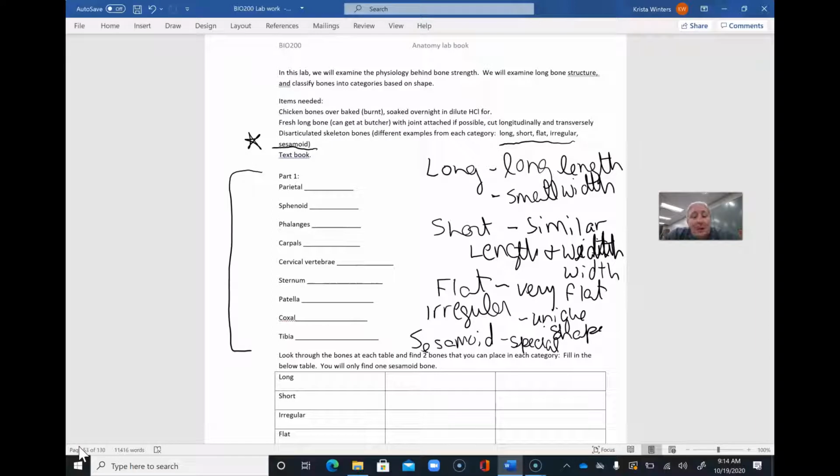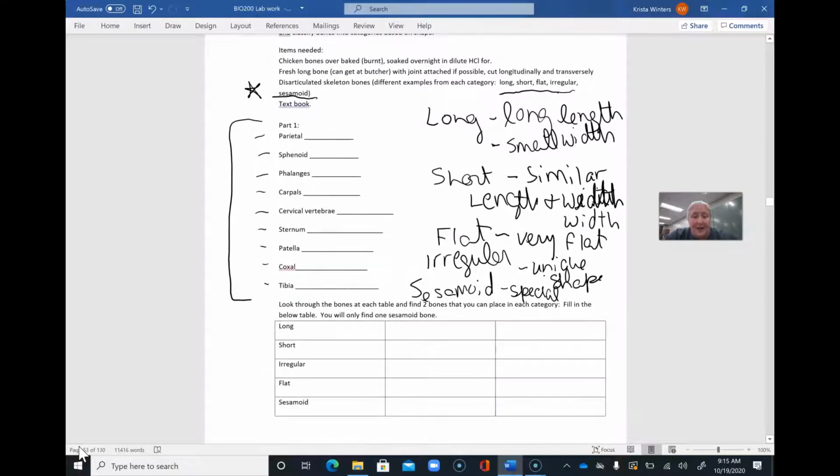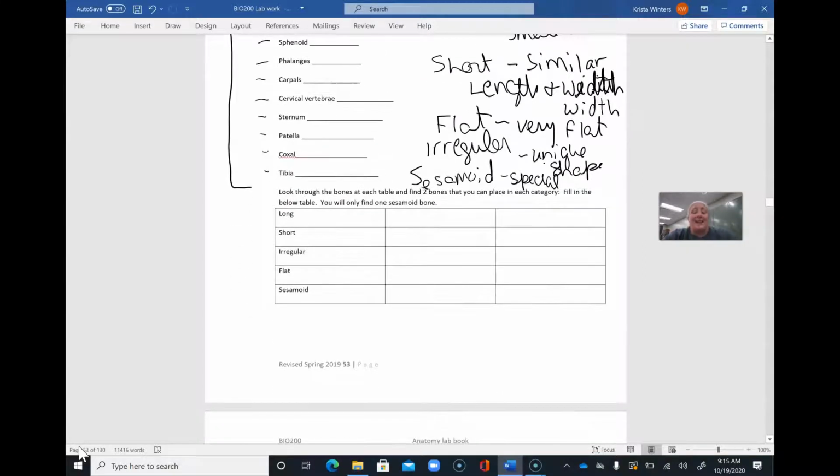So over here, I want you to use your notes, look at your previous lab, and identify each of these bones as a long bone, short bone, flat bone, irregular bone, or sesamoid bone. And then at your table, you're supposed to find two bones of each type. So I'm going to hold up bones for you to look at.